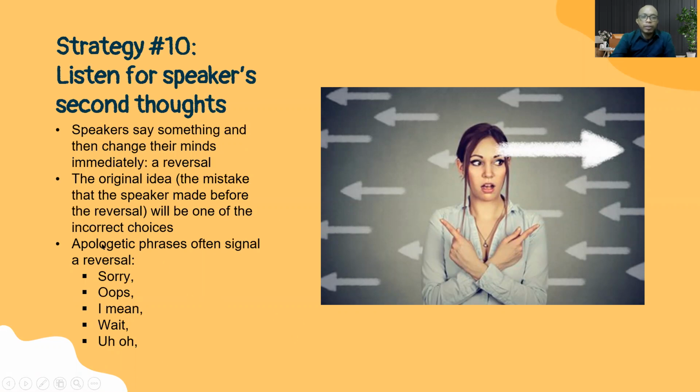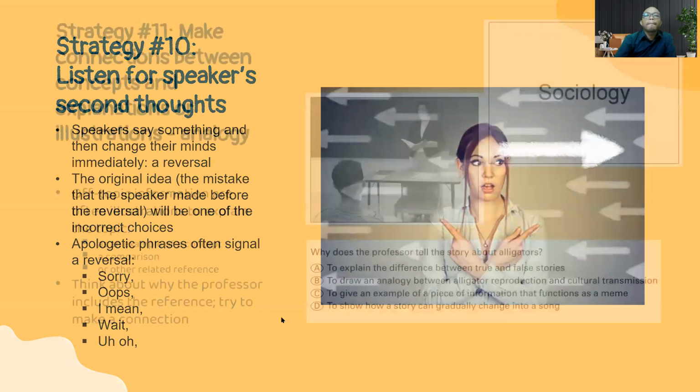So here are some of the common phrases or words to show this kind of reversal language, such as, oh, wait, yeah, like the one I used, and then, oh, sorry, or oops, or I mean, or something like that. Be careful with that.